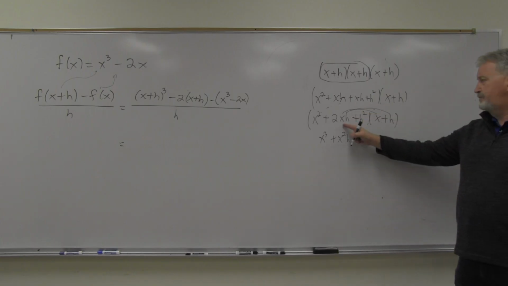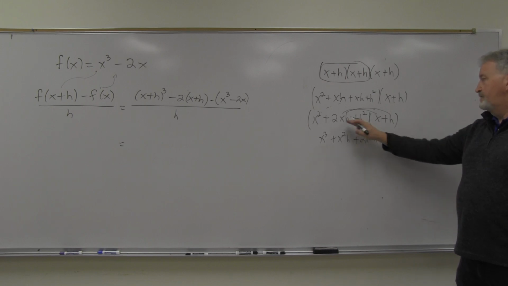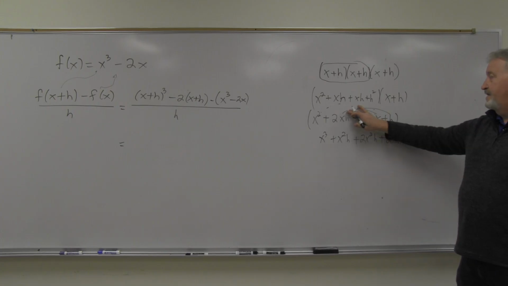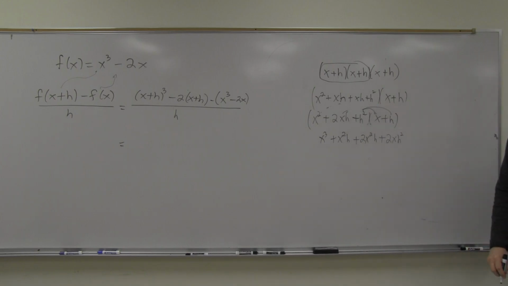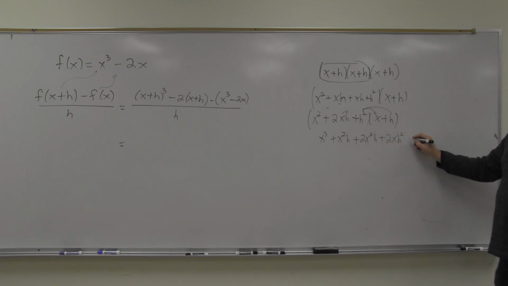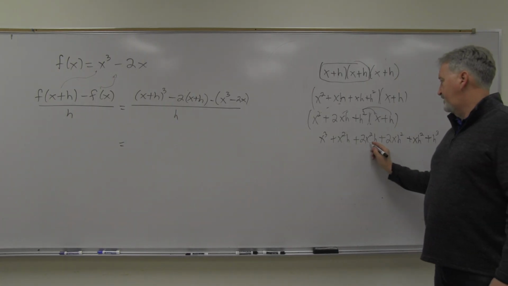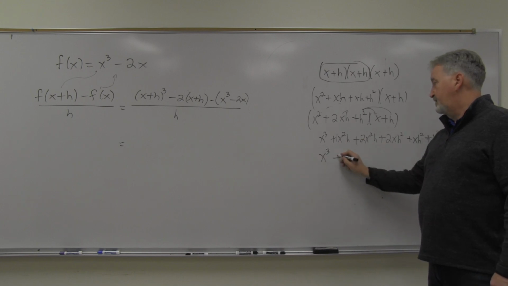2xh times those 2, so 2xh times x, 2x squared h, 2xh times h, so that'd be 2xh squared. And then last but not least, do the final one, the h squared times the x plus h. That's h squared times x, let's write that xh squared. And then h squared times h, that's going to be h cubed. Pretty good answer, but yeah, there are some like terms going on here. Got x squared h, so 1x squared h and another 2x squared h, so that's 3 altogether.